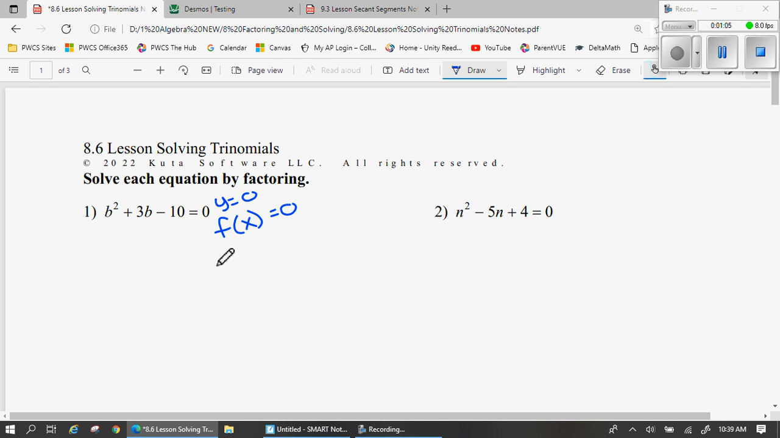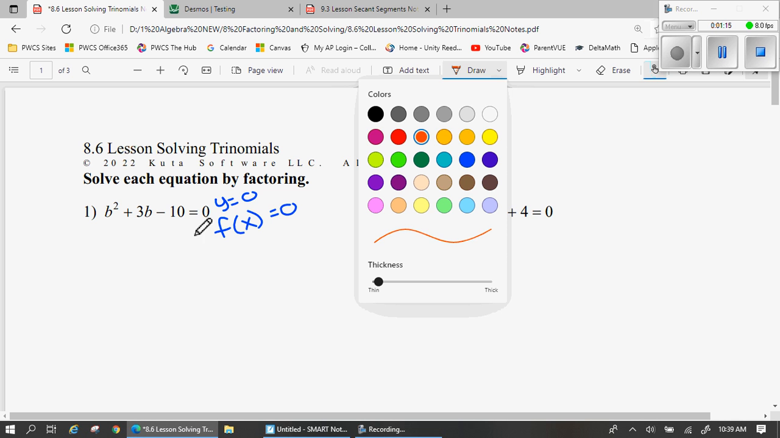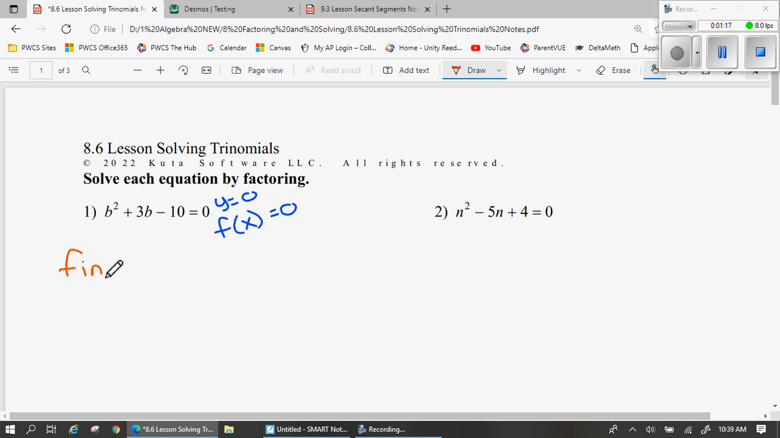And the solutions, which we talked about, the solutions to functions, was where y was 0. Well, y is 0 where the x-intercepts exist. So we are going to find x-intercepts. We are going to find the x values where y is 0, and those are considered the solutions to these trinomials. We've kind of already done this. We've been finding those values now for the last few lessons. So we're just now talking about it explicitly.